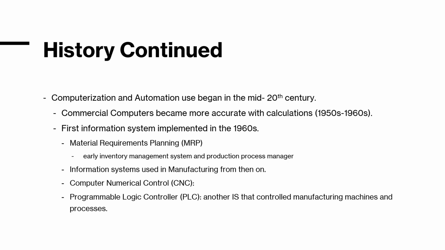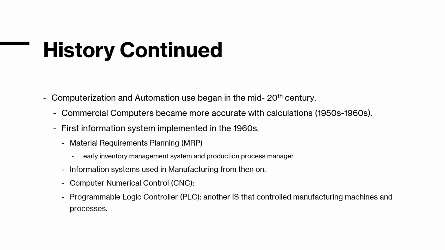So by the mid 20th century, computerization and automation began to be used in manufacturing. Computers have been here for a long time. The first one was created in the late 1800s, but computers didn't get used necessarily in industry or in manufacturing until about the 1950s, 1960s, just because they were not accurate and they were just bulky and not really good. So, in the 1950s and 60s, commercial computers were being used in manufacturing. And that's what actually allowed for the first implementation of information systems.